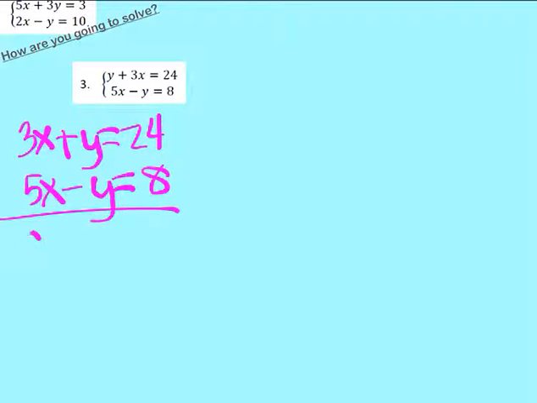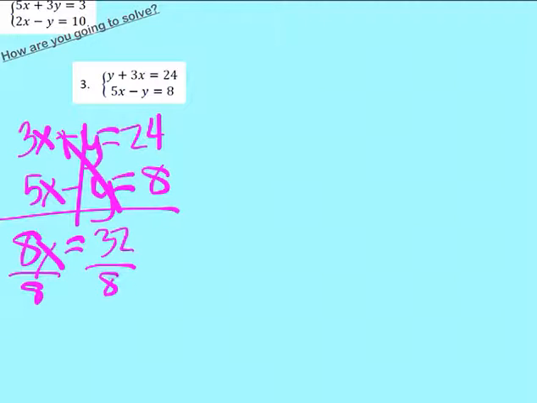So 3x plus 5x is 8x. Then the y's are going to cancel. 24 plus 8, that's going to give me 32. Divide both sides by 8, and I get that x is equal to 4.